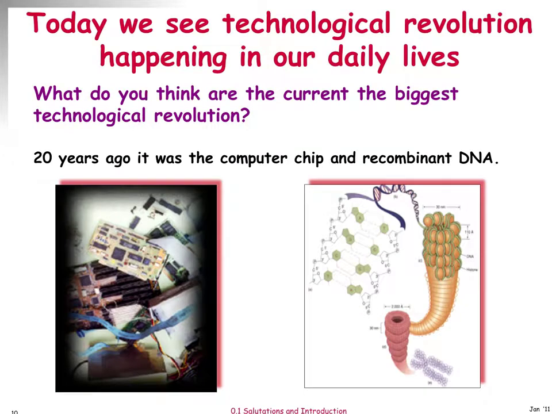Today we see technological revolutions happening everywhere in our daily lives. What do you think are the current biggest technological revolutions that are happening? 20 years ago, it was the computer chip and recombinant DNA. The computer chip allows us to have our smartphone now, and where would we be without our smartphones? And recombinant DNA, well, we've mapped out the genome for the human race, and now we're trying to fight diseases using that technology.